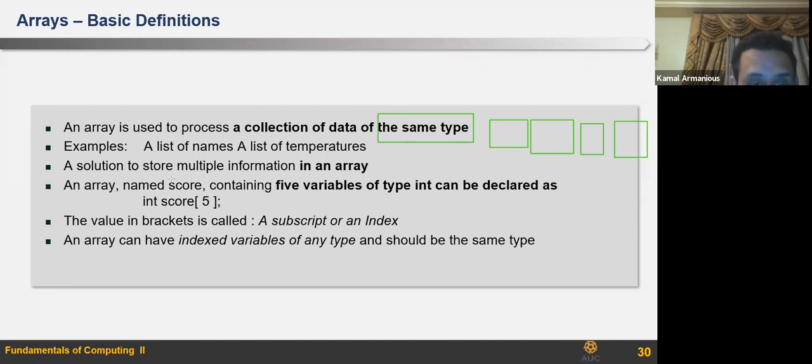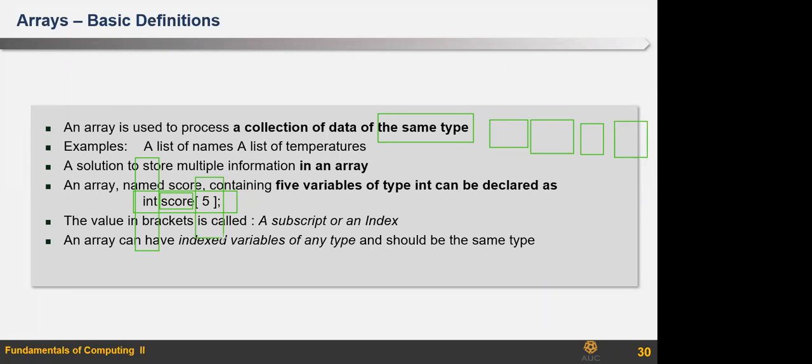How to declare an array? You say the data type for the array, which means that all the elements in this array will be integer. The name of the array and the number of slots that exist in the array, which is in this case how many slots, everyone? 5.